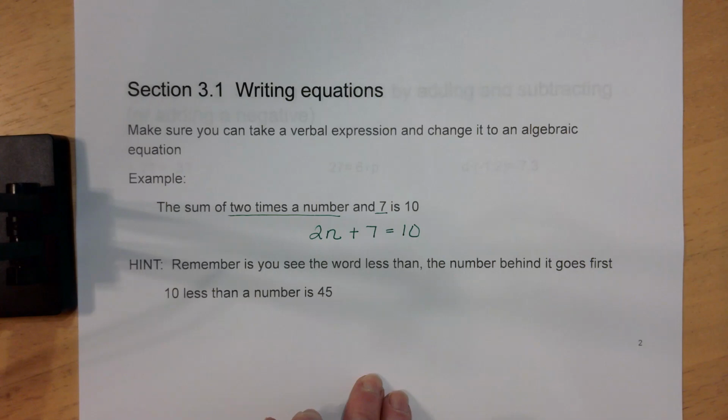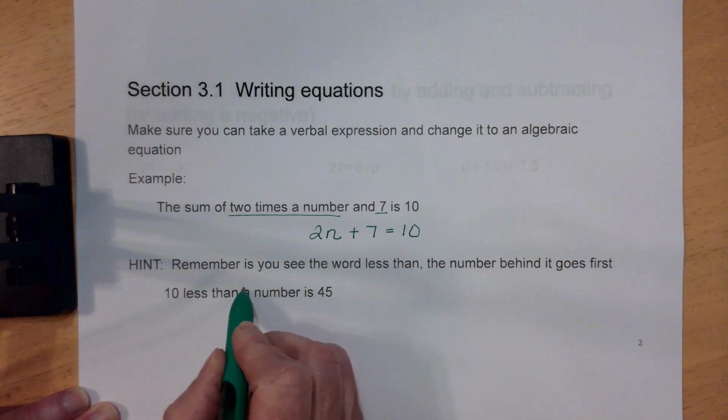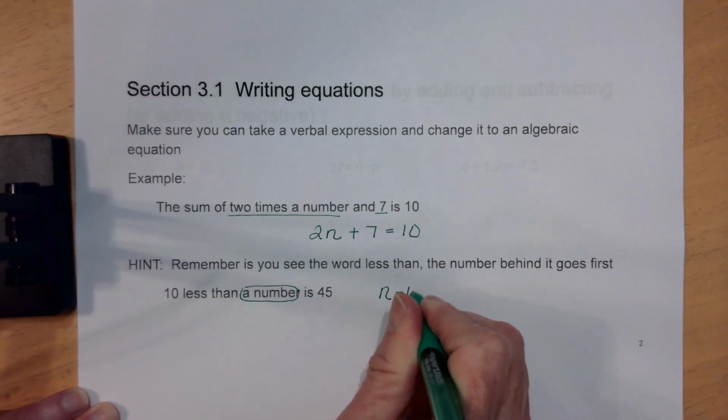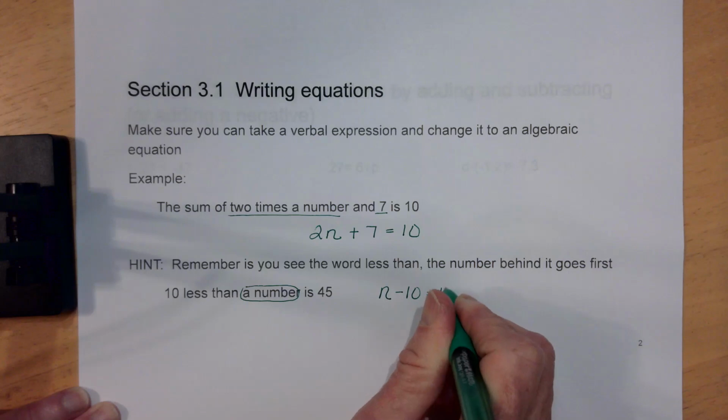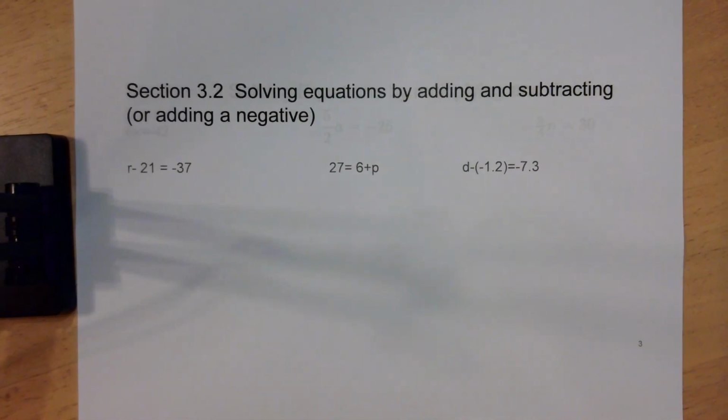A hint to remember is when you see the words less than, the number behind it always goes first. So if you see 10 less than a number is 45, this part goes at the beginning. So a number, we'll let it be n, minus 10 is 45. So that's section 3.1.